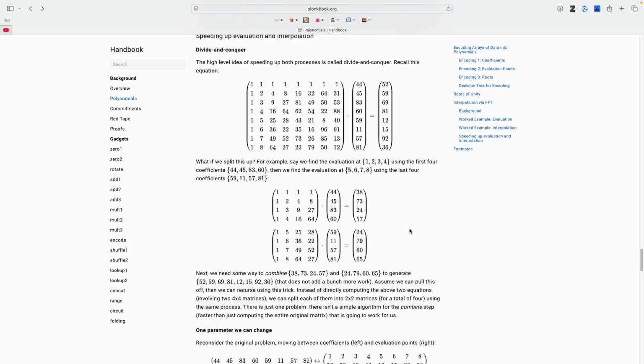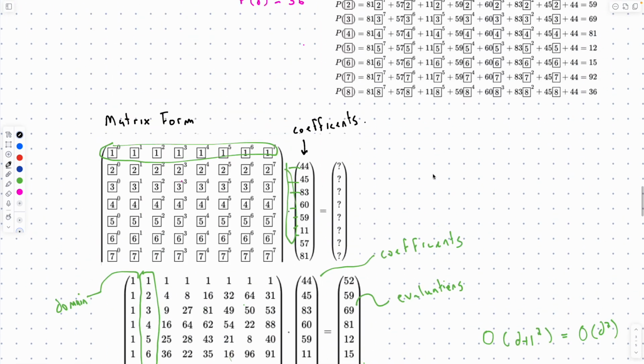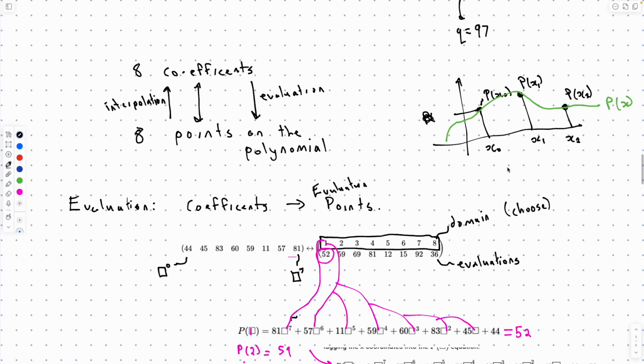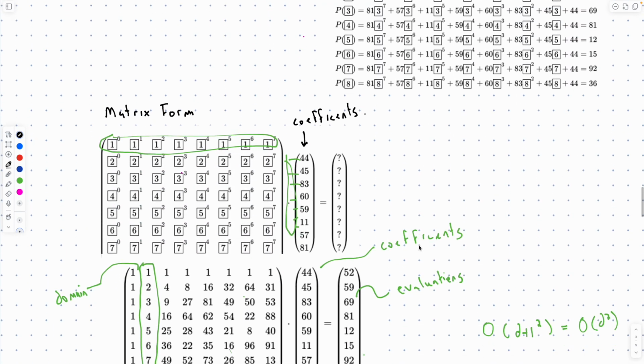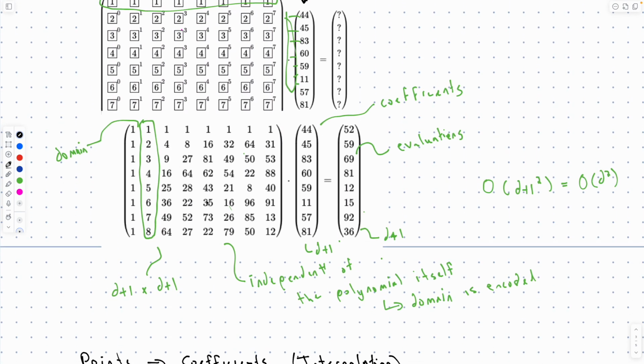But there's one trick that we still have left at our disposal, and I've mentioned it before, but the domain, the fact that I tell you the points at 1, 2, 3, 4, 5, 6, 7, 8, do I have to give it to you at those points, or can I give it to you at any 8 points? Any 8 points, okay? If I change these points, let's say I change them to something completely different, what changes in this equation?